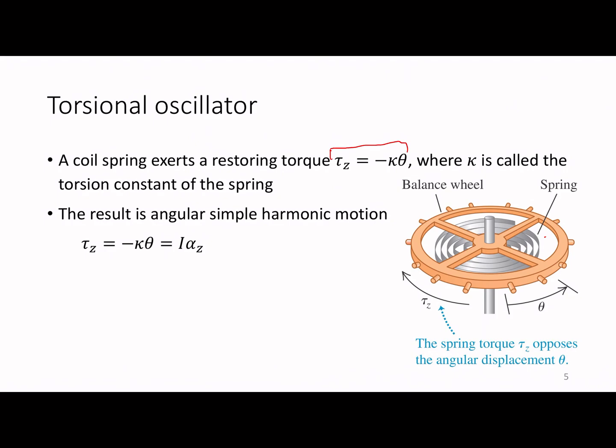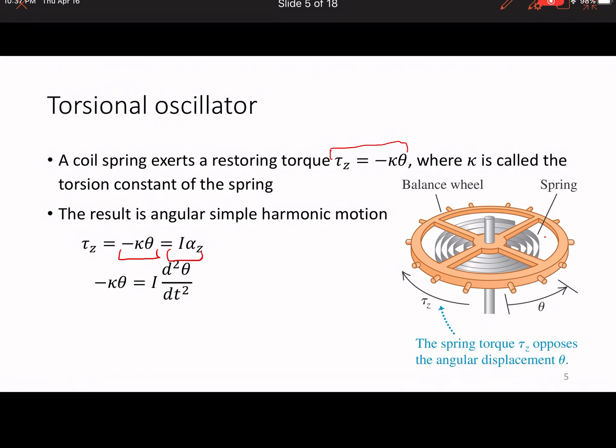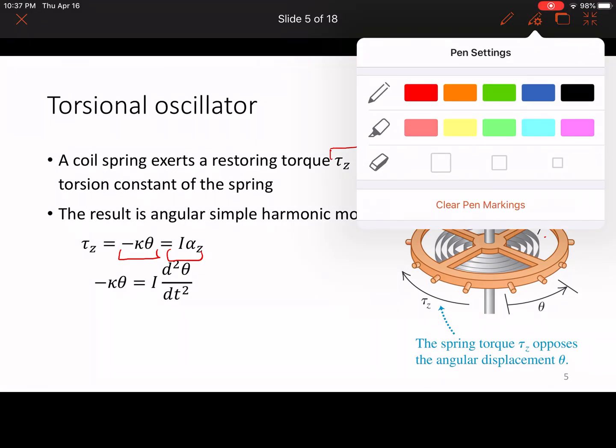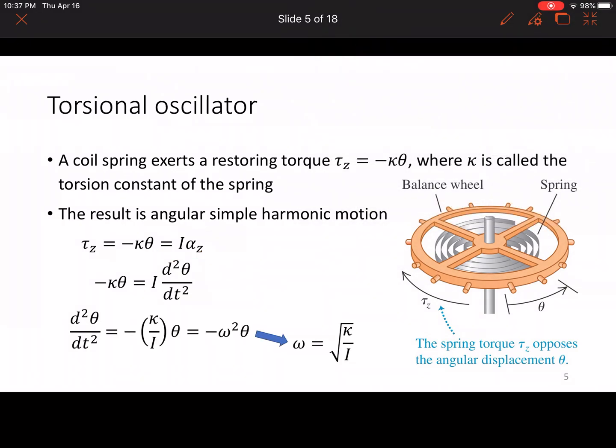So the equations of motion are torque is equal to negative kappa times theta is equal to I times alpha. If I write that alpha is the second derivative of theta, and I rearrange by dividing by I, what I get is d squared theta dt squared is equal to negative kappa over I times theta, which I can rewrite as negative omega squared times theta. In other words, it's a simple harmonic oscillator.